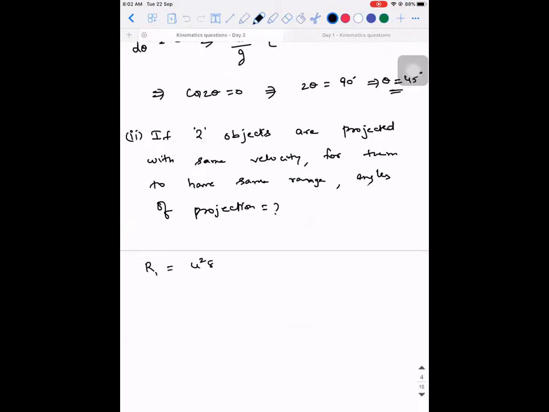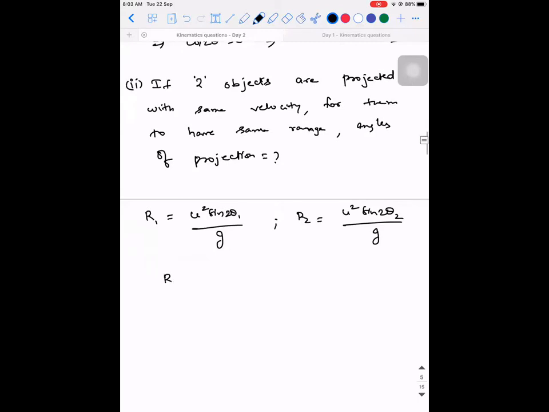R1, if I call it u1 square sine 2 theta 1 by g, R2 is u2 square sine 2 theta 2 by g. There is a mistake in my equation, correct? The velocities are the same. U is the same. There is no u1 and u2 concept. Right, when this is happening, what are we expecting? R1 is equal to R2, which implies sine 2 theta 1 will be equal to sine 2 theta 2, because u square by g will get cancelled.